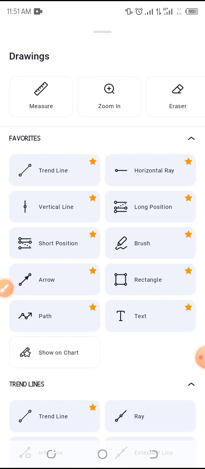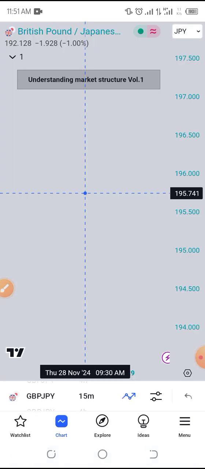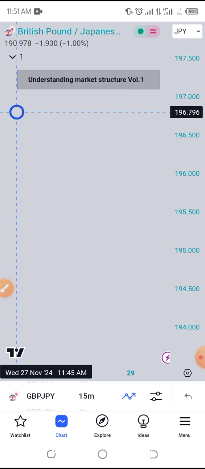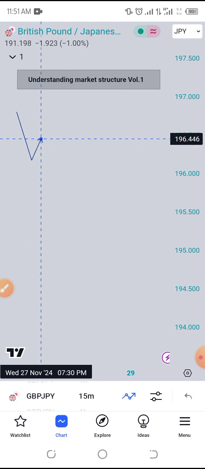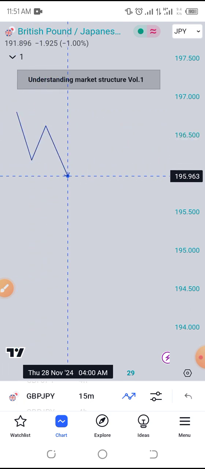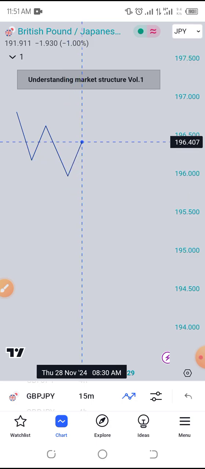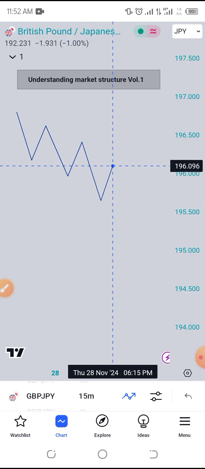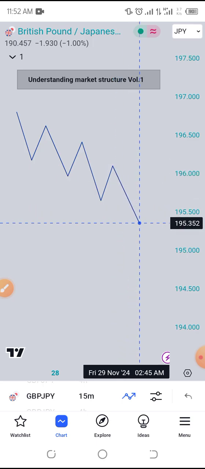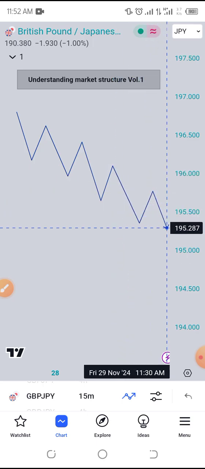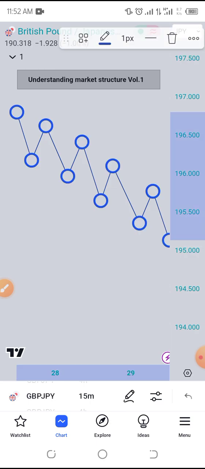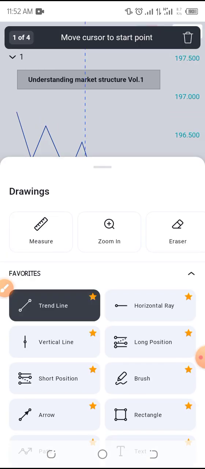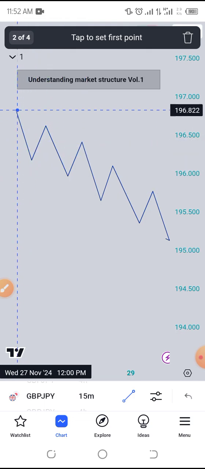Now let me give you an example of what it looks like when the market is breaking structures. Let's say we are in a downtrend, and the market does something like this. Remember that the market does not go in a straight line; the market always goes in waves. So let's assume the market was doing something like this, which is clearly a possible downtrend. Now this is what you should know: you should be able to identify your highs and your lows.